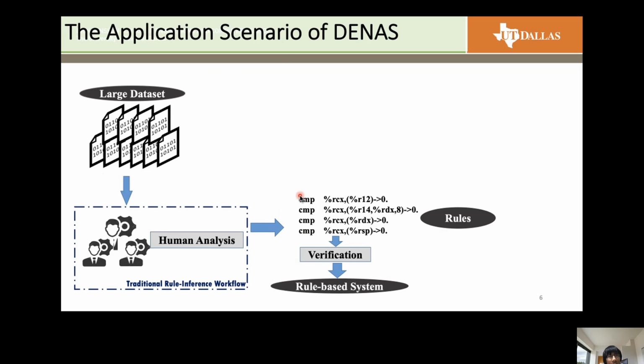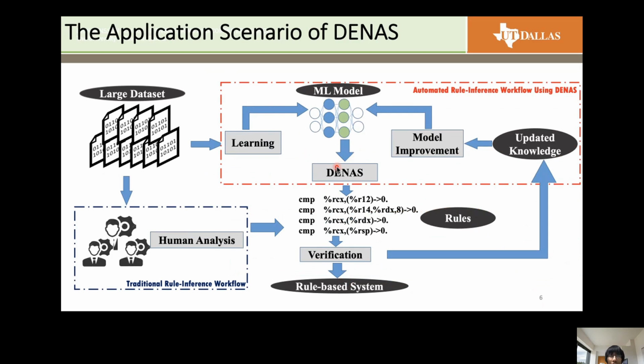We want to bridge this gap by providing DENAS. DENAS could extract knowledge from a well-trained neural networks and produce a set of human understandable rules. After verification, this set of rules could be used to update the original neural networks.